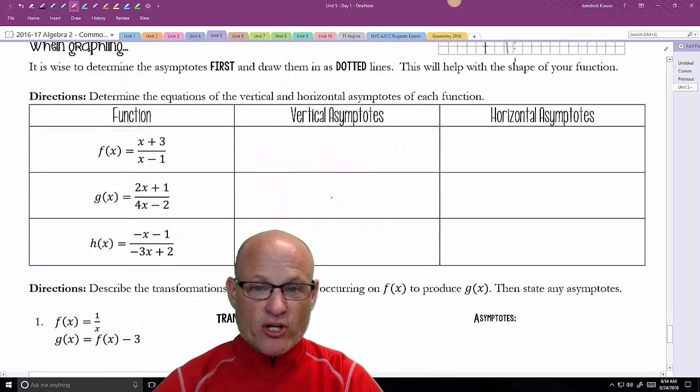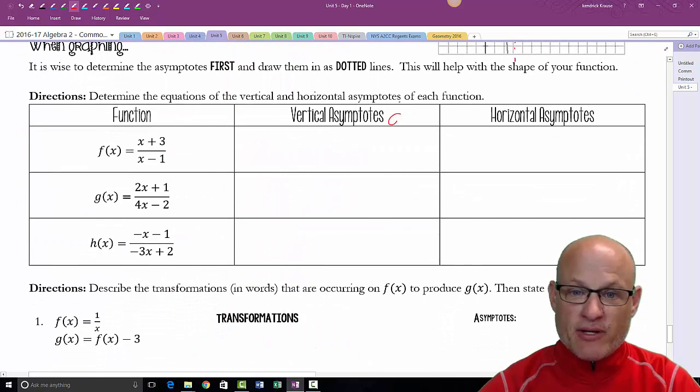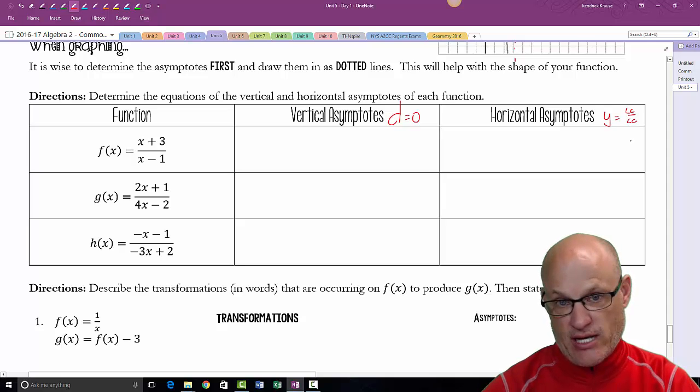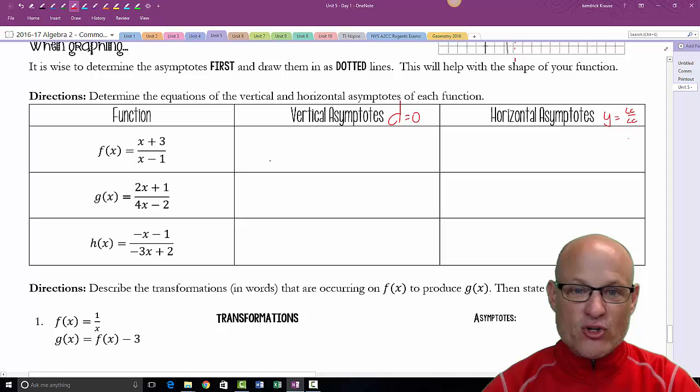So let's talk about it. Vertical asymptotes, the denominator equals 0. Horizontal asymptote, y is equal to leading coefficient over leading coefficient, if you want to do it like that. So in this case, my vertical asymptote, what makes this equal to 0? x equals 0. Let's go through all three of these.